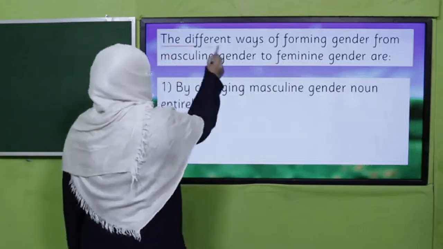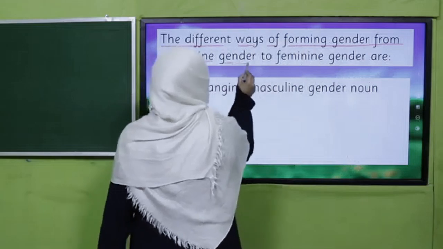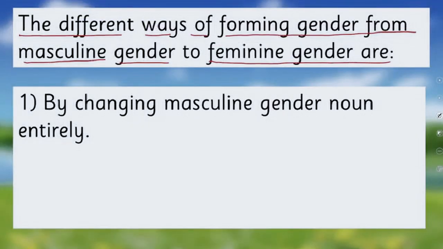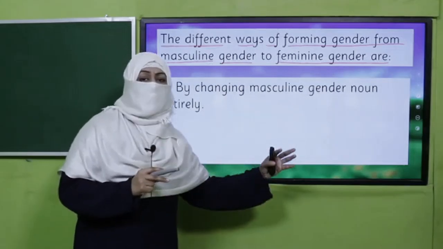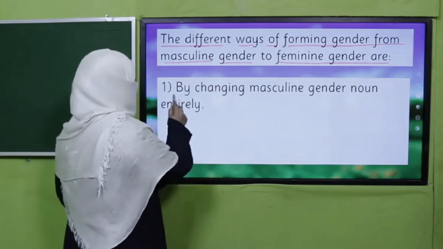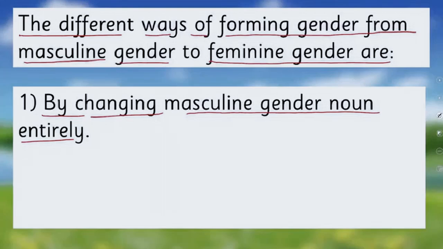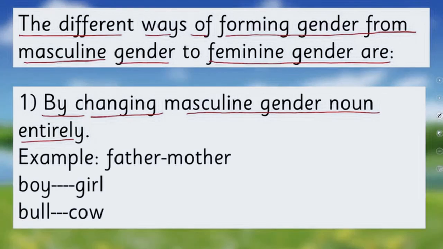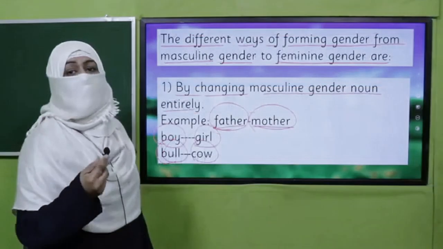The different ways of forming feminine gender from masculine gender. Now we know we can write a masculine for a feminine and a feminine for a masculine. How do we do it? The first method is by changing the masculine gender noun entirely. This is what we have practiced so far. For example, father, mother. Now these 2 words are entirely different. Boy, girl, bull, cow, and many more examples we have already studied.